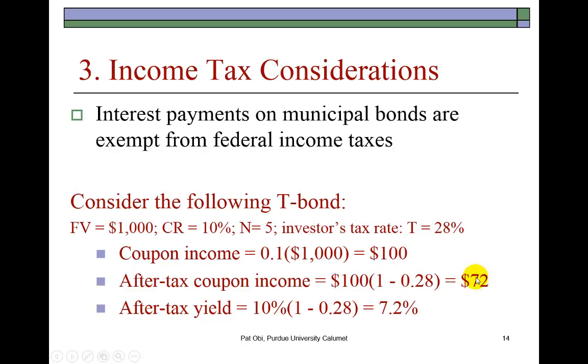This is the investor's after-tax income. Now, on a percentage basis, it's going to be the coupon rate of 10% expressed on an after-tax basis. So the after-tax yield here would be 7.2%.